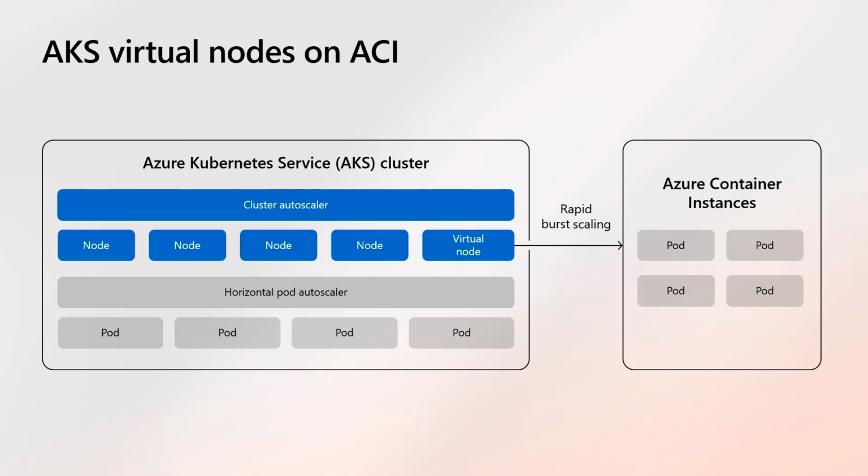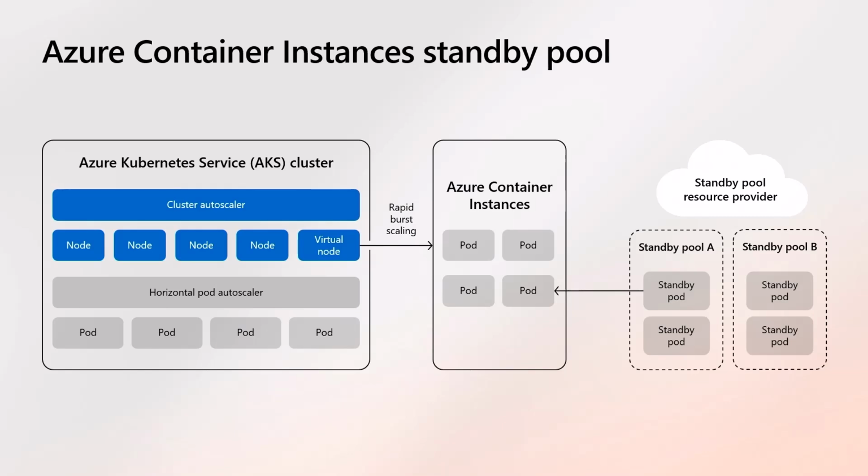One of the things that we've done just recently, and we announced this today, is standby pools for ACI. Many workloads are very bursty, and they need a large amount of capacity ready for them to scale up to the demands that they see, and then maybe scale back down. So standby pools allow you to create these standby pools with standby pods that are ready to go, and then as you start to scale out your workload, these pods just get assigned to your workload.